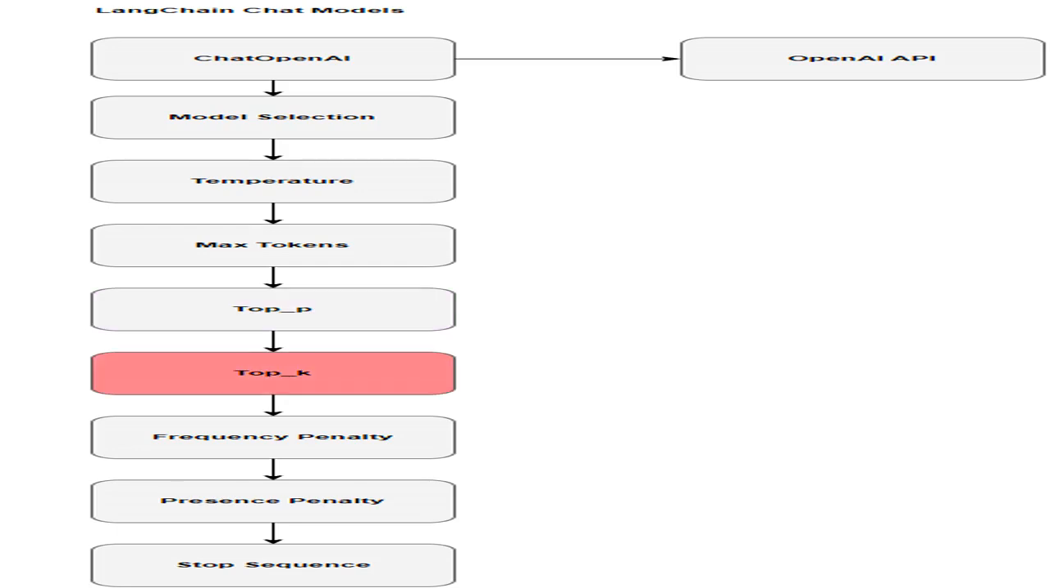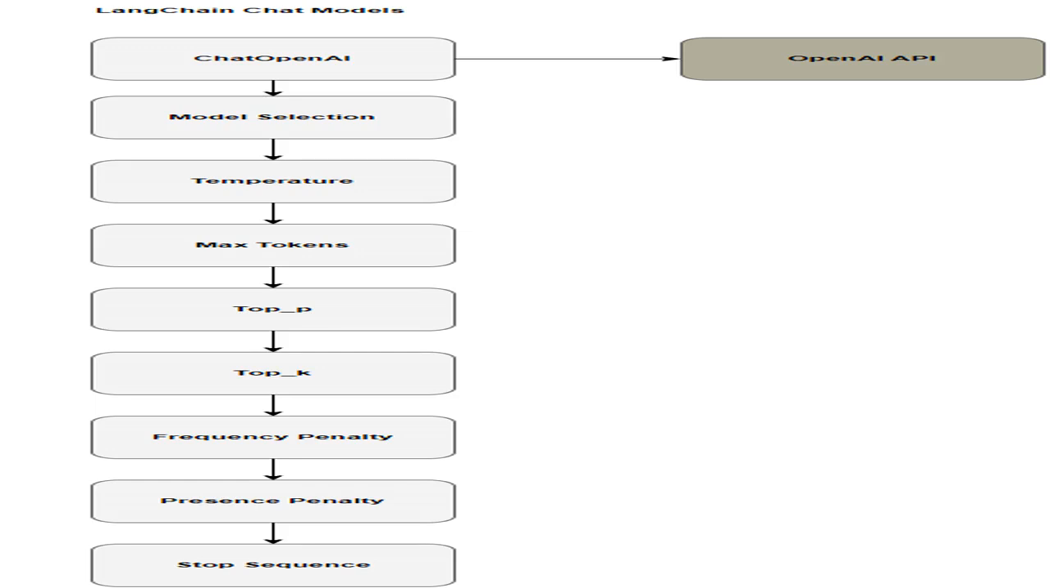Top K, data flow, incoming: receives the top K sampling parameter for controlling the diversity of the generated response. Frequency penalty, data flow, incoming: receives the frequency penalty parameter for penalizing repeated words and phrases. Presence penalty, data flow, incoming: receives the presence penalty parameter for penalizing words or phrases that have already appeared in the response. Stop sequence, data flow, incoming: receives the stop sequence parameter for indicating when the response generation should stop.